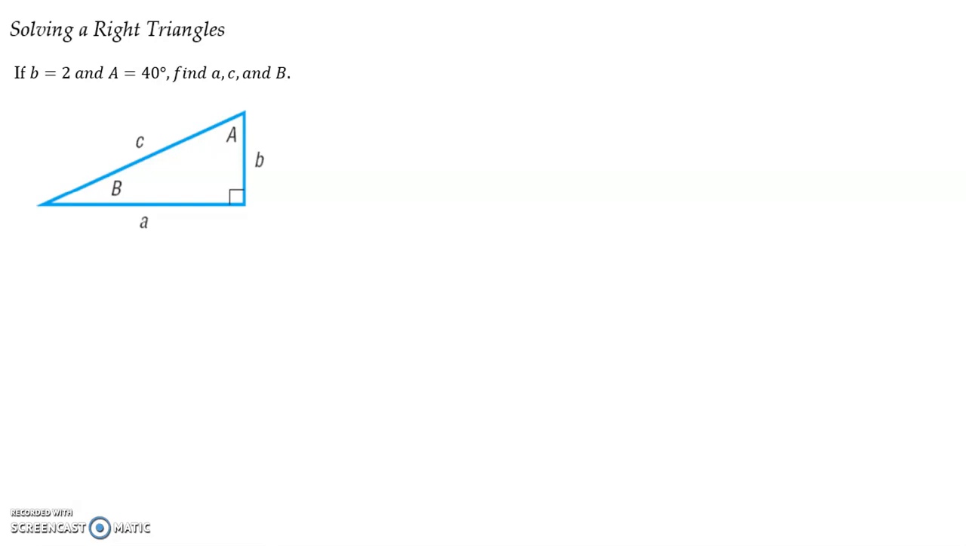Let's take a look at solving a right triangle. In this triangle, we're given some information. We do not have any information about side A. We're told that side B has a length of 2. And we still need to find side C.